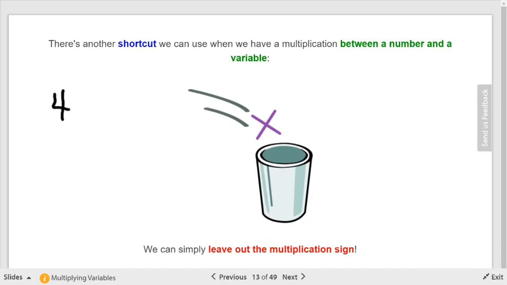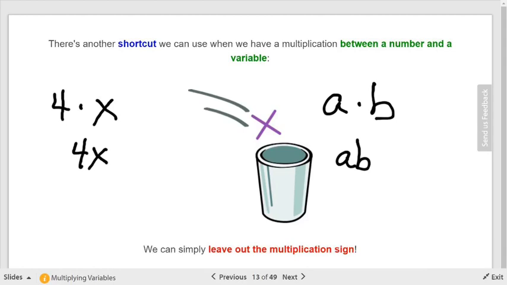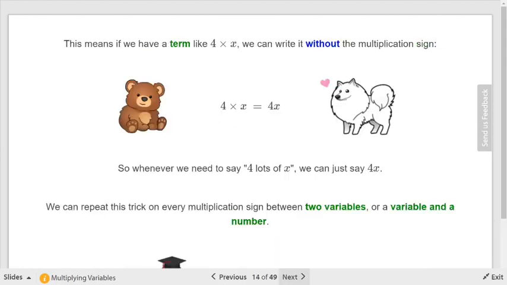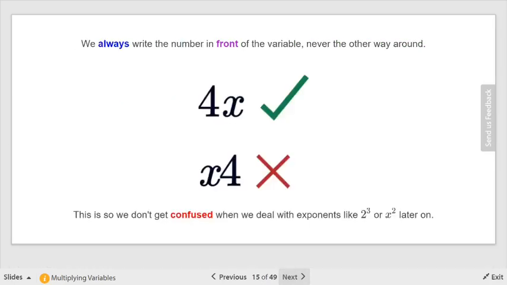So, instead of saying 4 times x, what can I say? 4x. Okay? The same works with letters. Instead of saying A times B, what can I write? AB. Good. If you don't have an operation symbol, you automatically assume it means to multiply. This good? All right. So like I said, we've done most of these. So 4 times x means 4x.